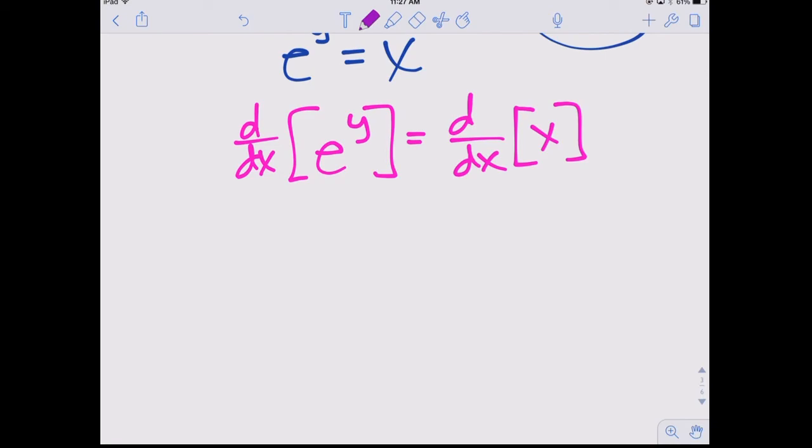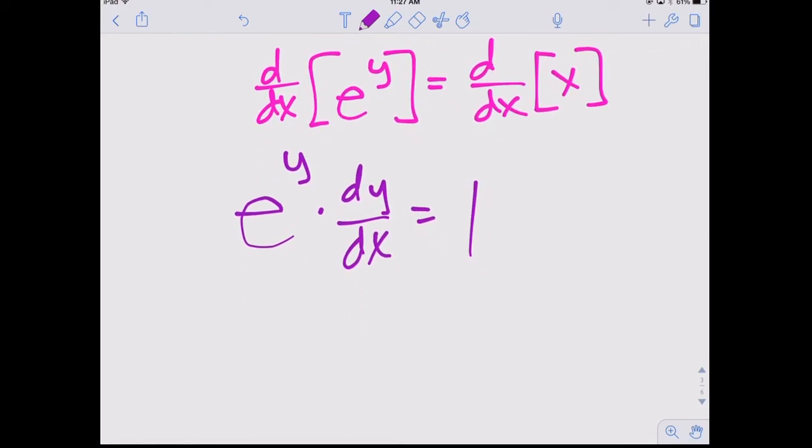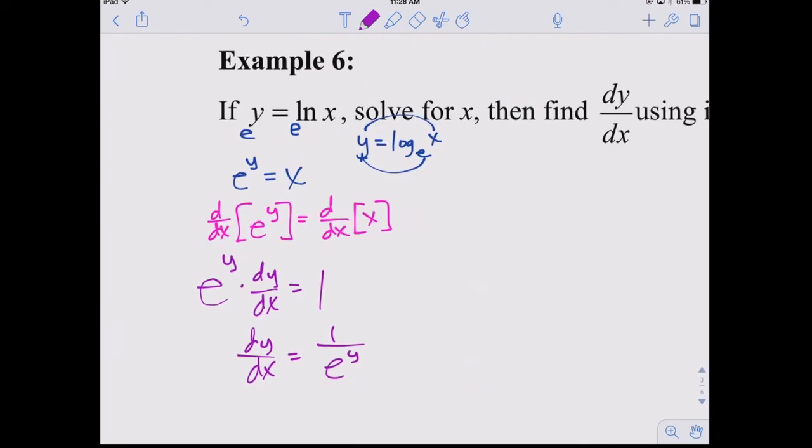All right. Let's take the derivative implicitly. On the left side, we have e to the blob. What's the derivative of e to the blob? E to the blob times the natural log of the base. Well, what's the natural log of e? 1. Times the derivative of the blob with respect to x. Don't forget that. And on the right side, what's the derivative of x with respect to x? dx dx, or 1. Okay, so now we'll solve for dy dx, and we get dy dx equals 1 over e to the yth power. And there you go. What's the derivative of y equals the natural log of x? 1 over e to the yth power.